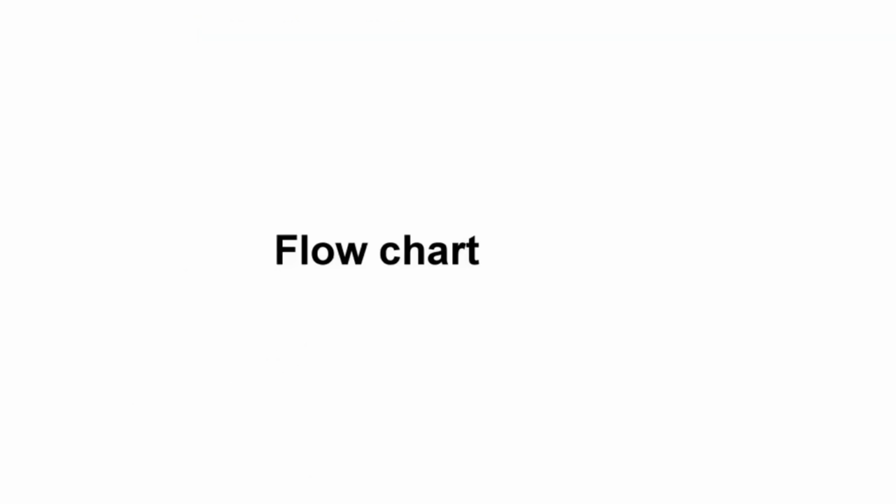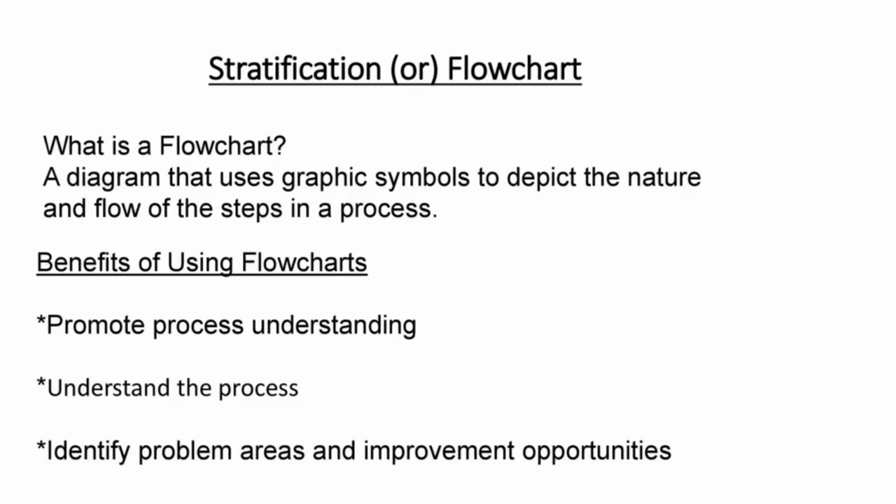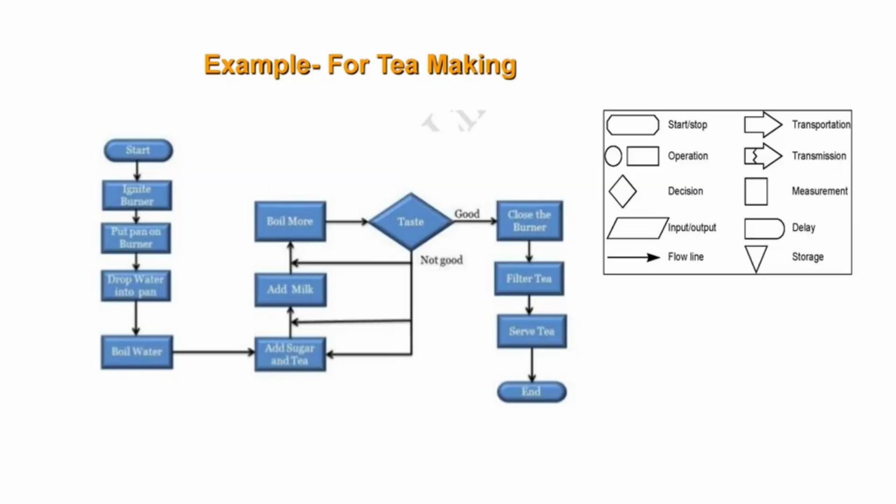Next is flow chart. In a flow chart you can see from incoming to final, what is the flow it is going. What is a flow chart? A diagram that uses graphical symbols to depict the nature and flow of steps in a process. Benefits of using flow chart: these are different benefits. Understanding the process, identifying problem areas and improvement.